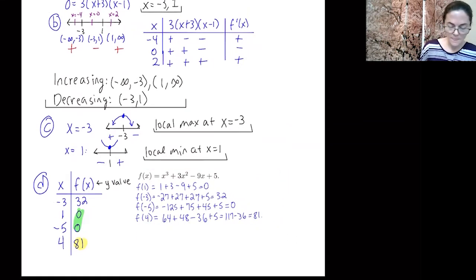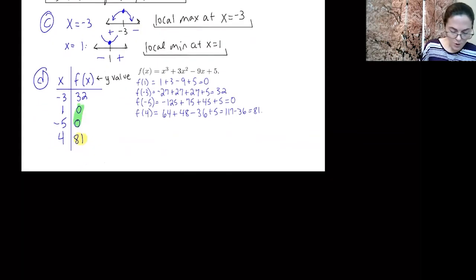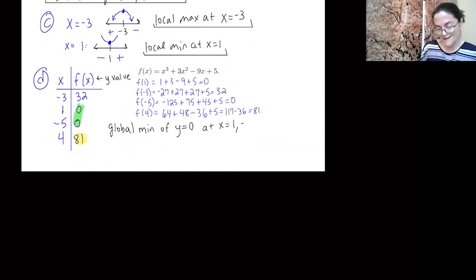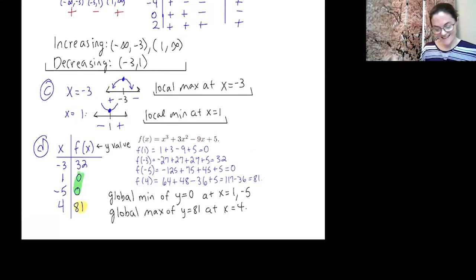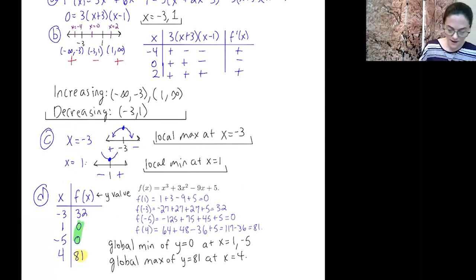We have a global min of y equals 0, and it occurs in 2 places, 1 and -5, and we have a global max of 81, and it occurs at x equals 4. Okay, so this is the end of part D.